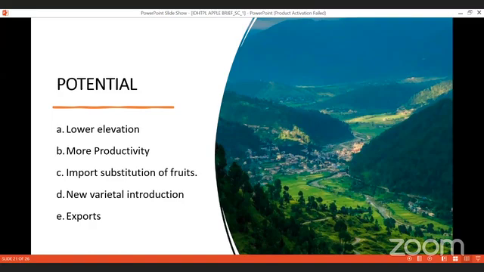Also, some enthusiastic and innovative farmers can turn to packing, grading lines, and marketing systems, and the potential is enormous. They can do a lot at lower elevation, especially the belt from 1,000 to 1,500 meters. This belt is absolutely virgin at the moment, because earlier apple was only possible at 1,600 meters and above, but now it can grow very well right from 1,000 meters to 1,500 meters.